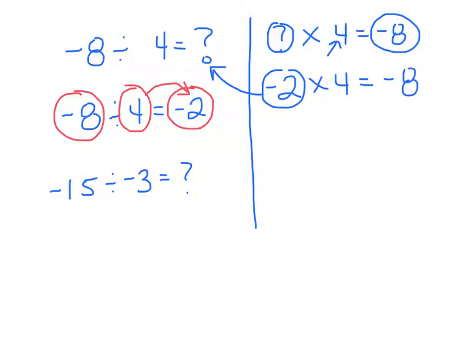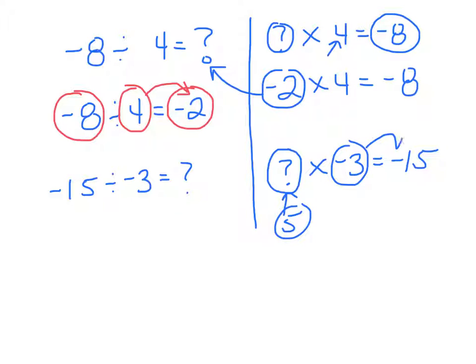Let's do the same thing with negative 15 divided by negative 3. I'm going to change that to a multiplication problem. So the answer times negative 3 has to equal a negative 15. Well, for the multiplication rules to work, that must mean that this answer has to be a positive 5, because a positive times a negative gives me the negative for the answer, which must mean that this is equal to 5. So I have negative 15 divided by negative 3 is equal to 5.